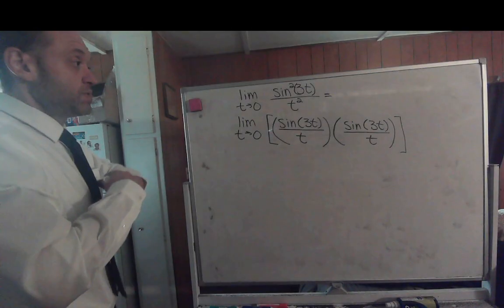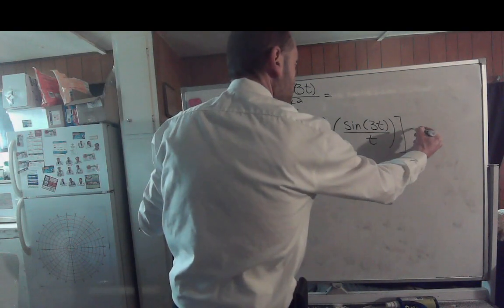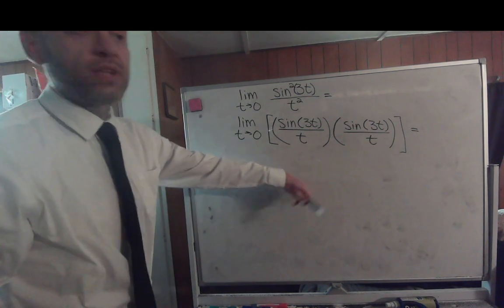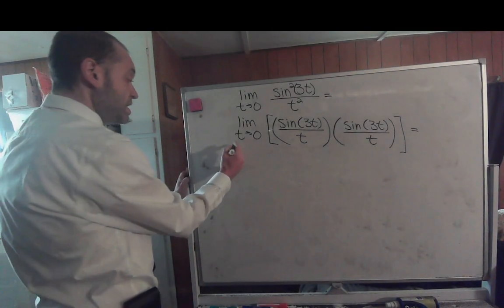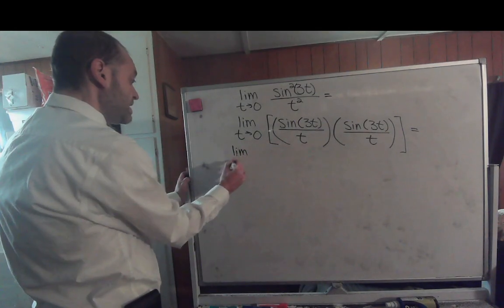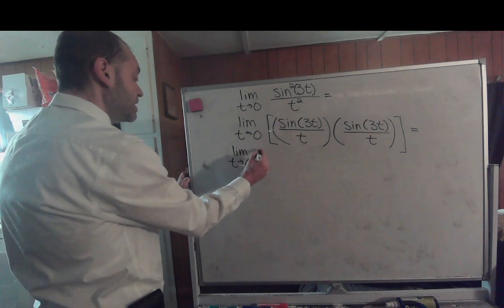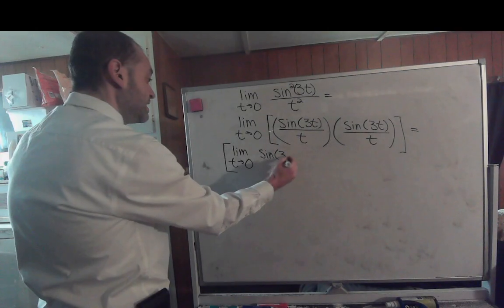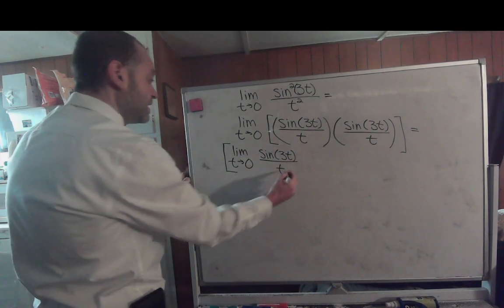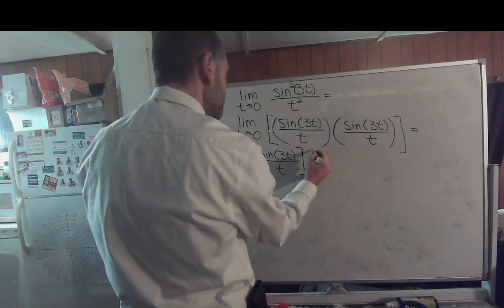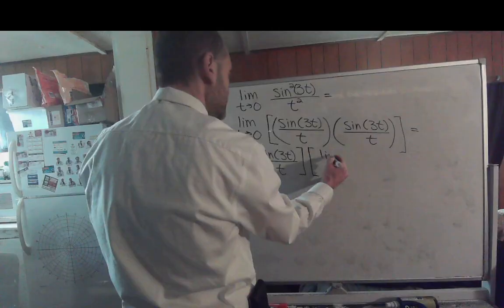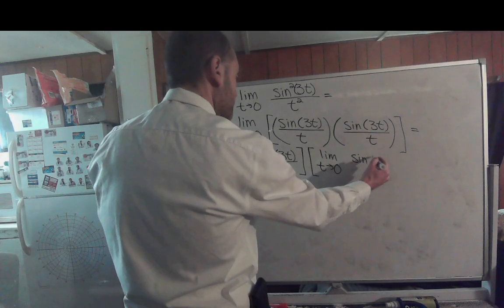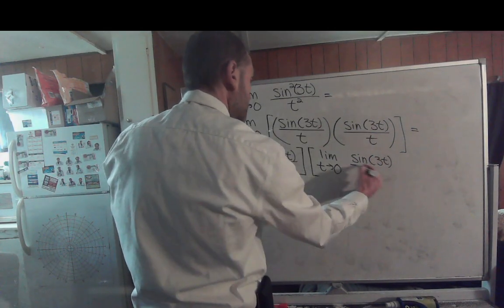So let's do that here. In fact, we also have a product rule for limits, that the limit of two products, well, that's just the product of their limits. So this would turn into the limit as t approaches 0 of the sine of 3t divided by t times another set of that, the limit as t approaches 0 of the sine of 3t divided by t.